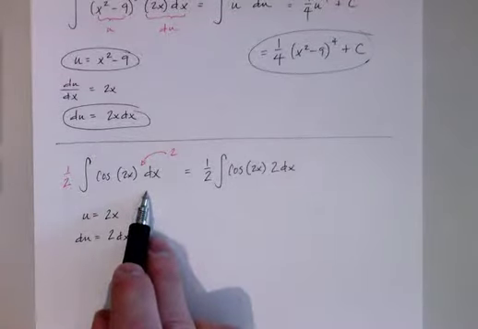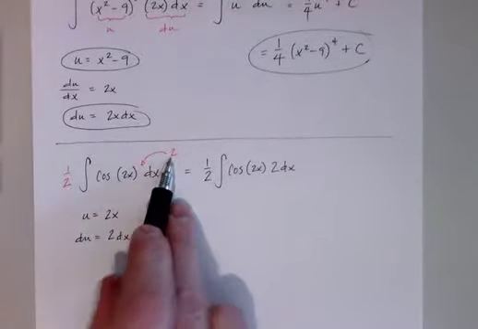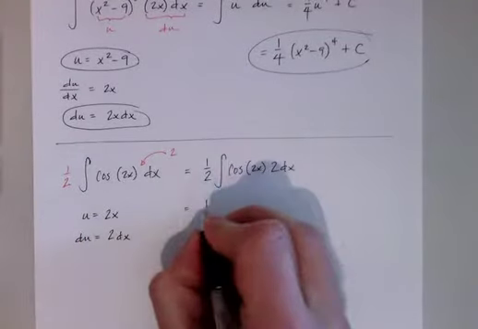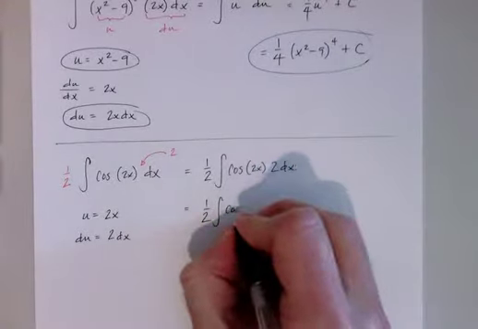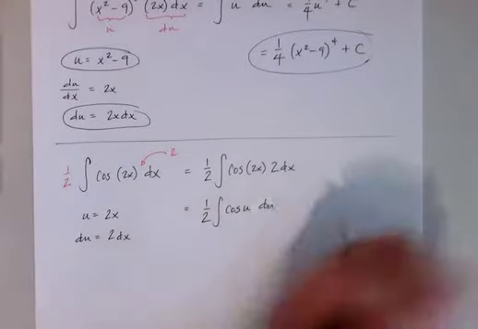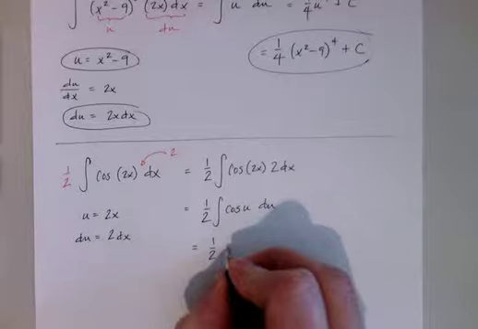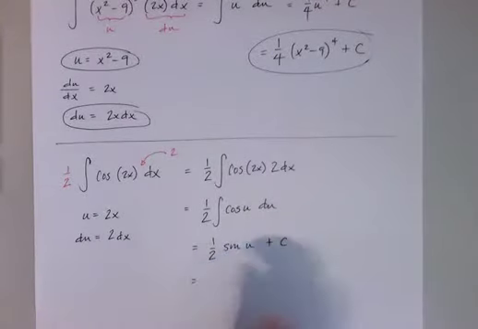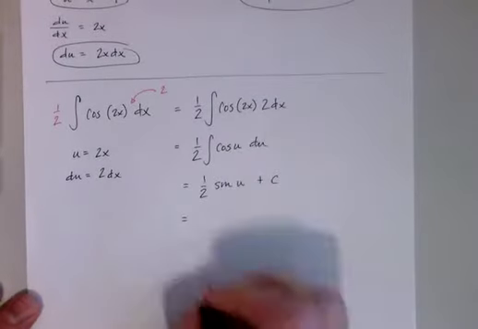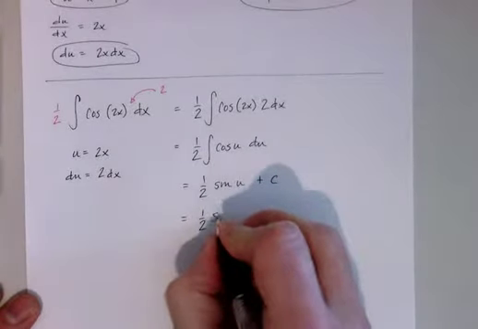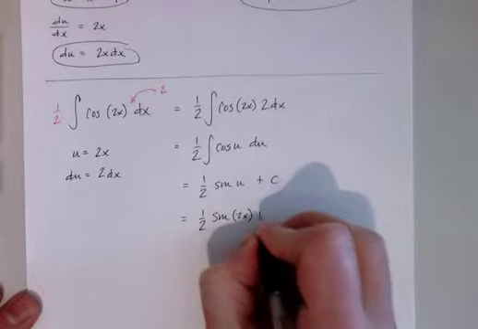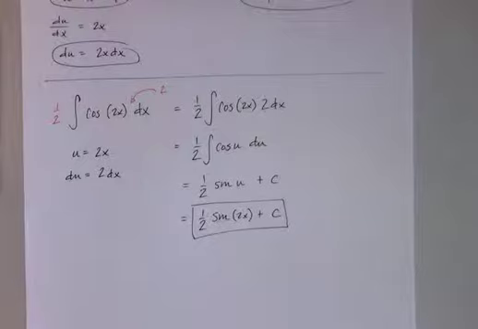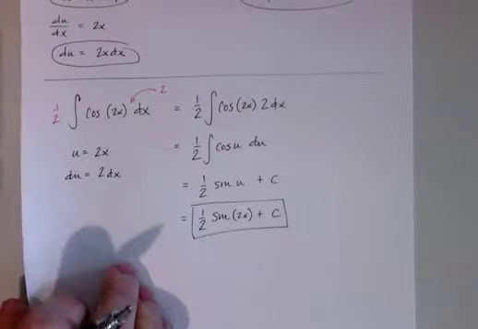Well, as long as you're multiplying by a constant, that's really not that big of a deal. So you multiply by 2, you multiply by 1/2. It transforms it into this, which in terms of my u substitution is just cosine u du. Well, that's relatively straightforward. That becomes sine u plus c. And of course, if you're going to substitute back in, you're going to get 1/2 sine 2x plus c.